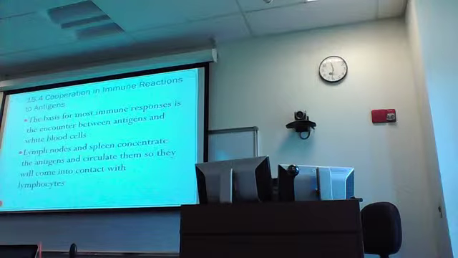This you already know, just put it in giant bullet points. We know that the immune system is a result of an interaction between antigens, non-self antigens, and the rest of the immune response. Mostly we're on the specific side, so we're talking about white cells that are B cells and T cells. Lymph nodes and spleen concentrate antigens and circulate them so they will come into contact with lymphocytes.